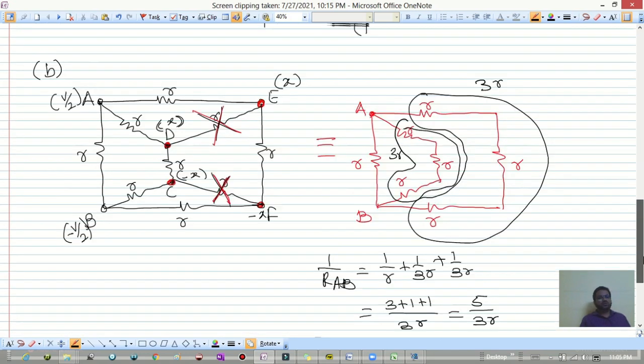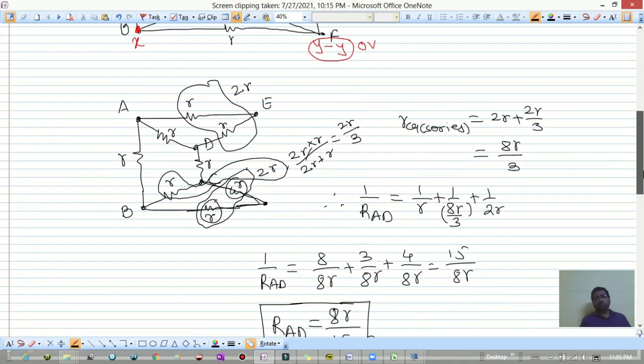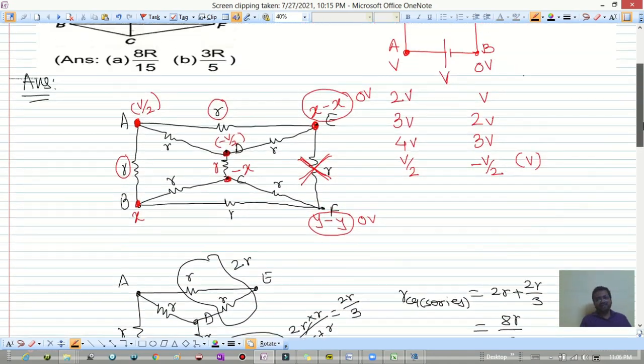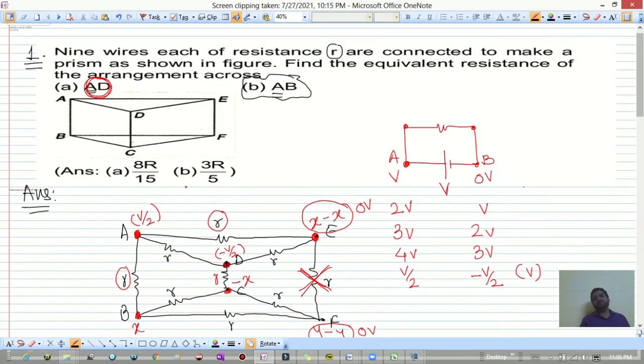Right. So once you know how to apply this method, it will be very simple. So the first answer we have is 8R by 15 and the second answer we have is 3R by 5. Okay. So what you have to consider, across AB V by 2 and minus V by 2. If in R, V by 2 drops by X, in the same R, minus V by 2 will drop by minus X. This method is universal, you can apply it anywhere. Okay. Chalo, next.